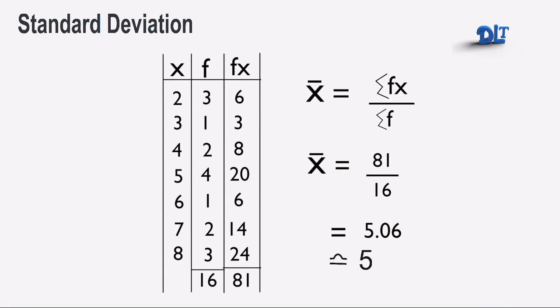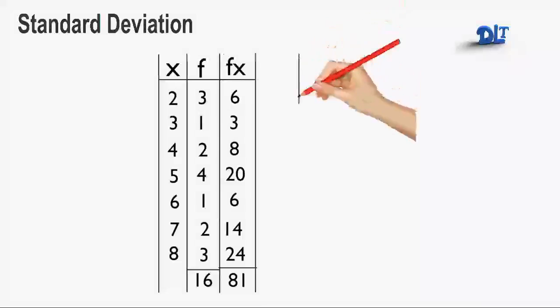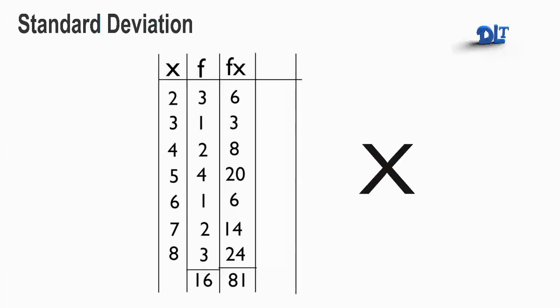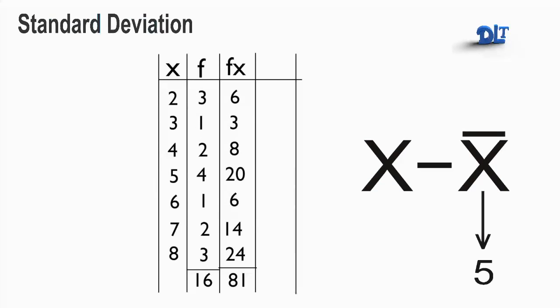Alright, let's jump into calculating standard deviation. Draw another column, and it is called x minus x bar. X bar is a symbol for mean, and our mean here is 5, that means we will be subtracting 5 from each value.